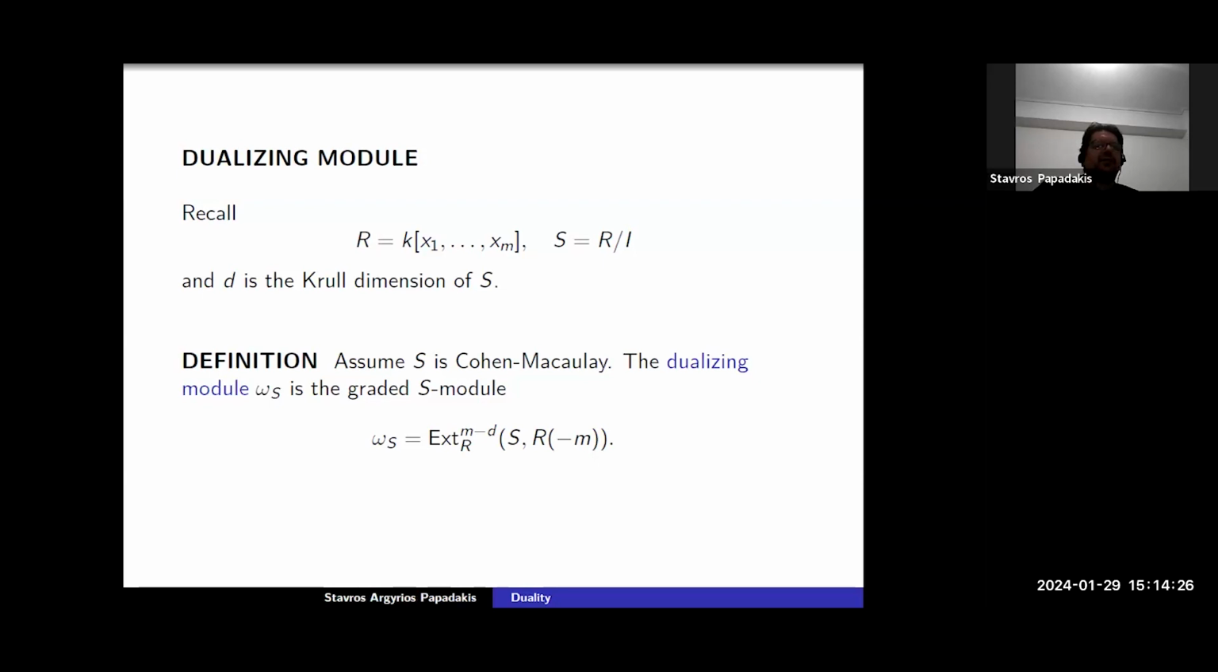So we are in the special setting where we have a Cohen-Macaulay quotient of a polynomial ring by a homogeneous ideal. Then we can define the dualizing module omega_S, which is the module on the slide. Two remarks: M minus D is the Krull dimension of R minus the Krull dimension of S. And since all variables have degree one, R shifted by minus M is the dualizing module of the polynomial ring R.